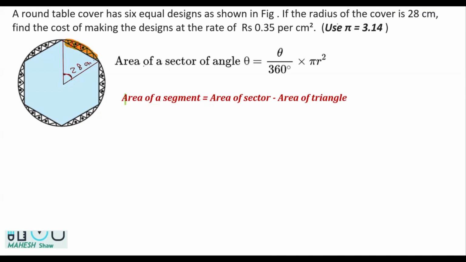So each angle is equal. So I can say that theta will be how much? 360 divided by 6, since there are 6 equal parts. So that is equal to 60 degrees. So we'll say that theta is 60 degrees.